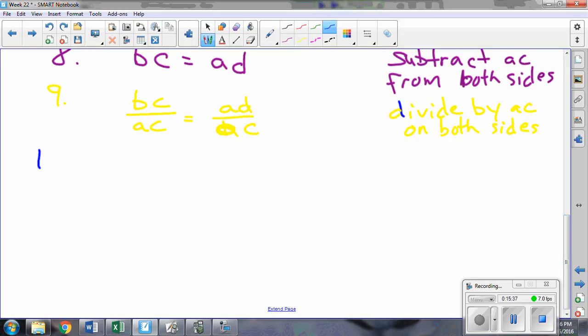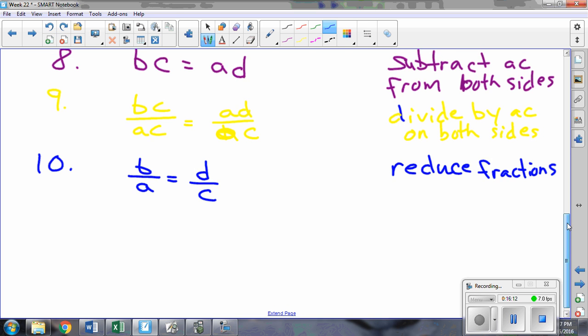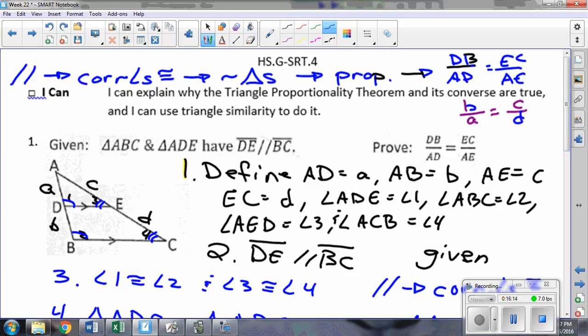And at this stage, we can reduce fractions. If we simplify those fractions, what winds up canceling? C over C would cancel. A over A cancels. And what are we left with? We're left with the proportion B over A equals D over C. But we're noting, of course, that is exactly what we wanted back up at the beginning.